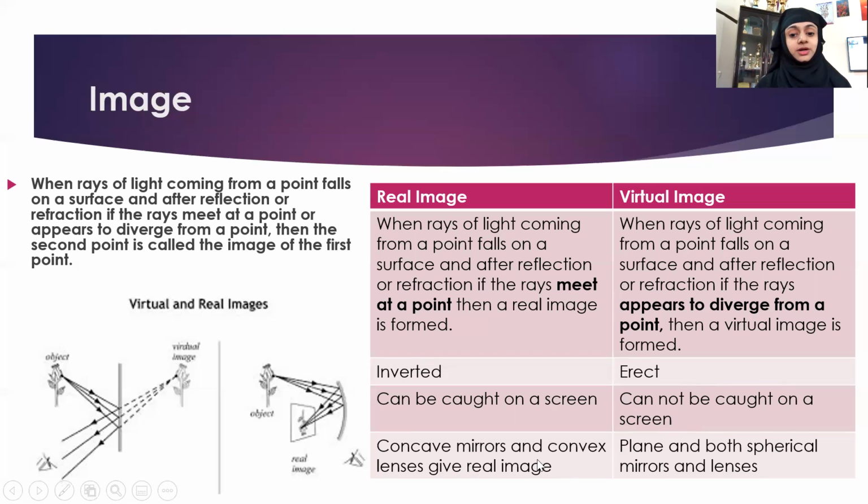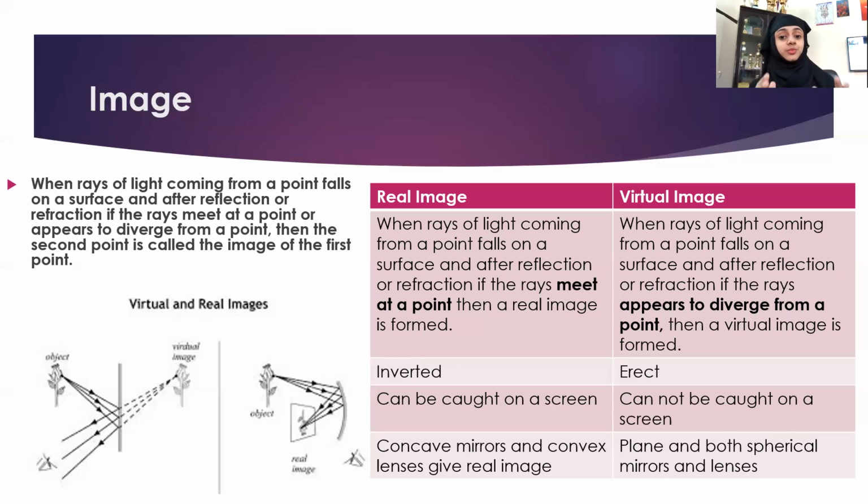Then concave mirrors or convex lenses give real images, while all kinds of mirrors and lenses can form virtual images depending upon where we place the object. So I hope you got an idea what is a real image and what is a virtual image.